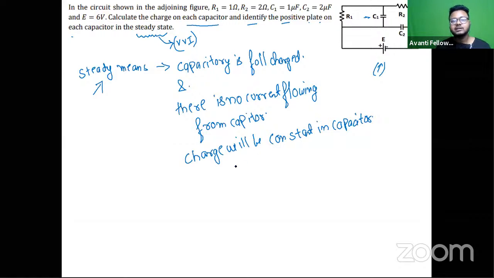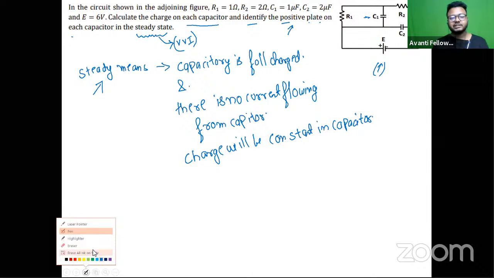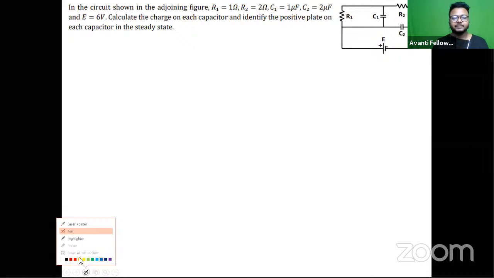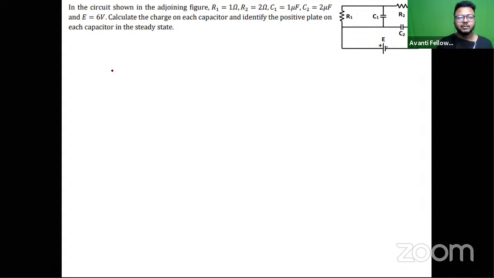How to approach, sir? In order to approach, first of all they're asking two things. First, how much is the charge. Second, which plate is positive or negative. Whenever you get such a problem, you don't think about starting from a single one. First draw your diagram. Draw your diagram properly. Suppose this is your diagram that you have drawn. This is resistance R2, which has been connected over here.